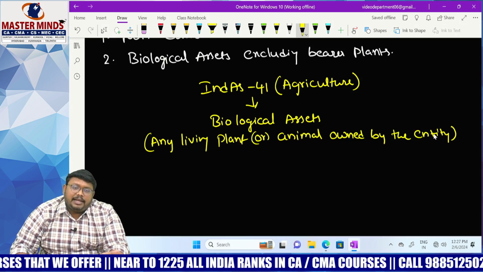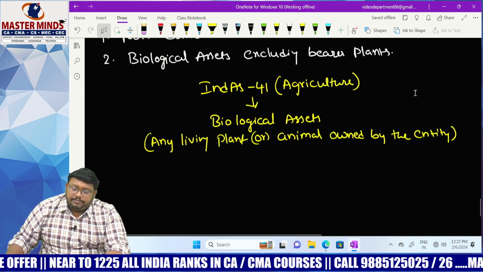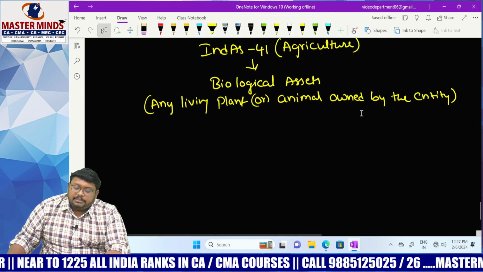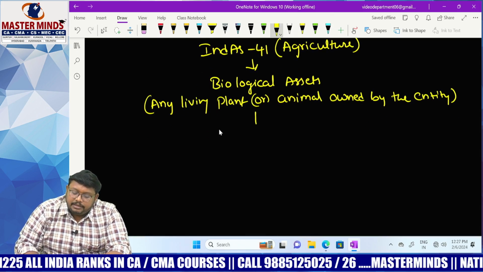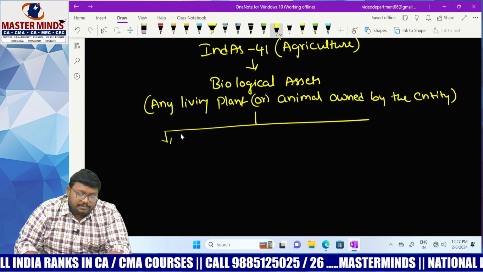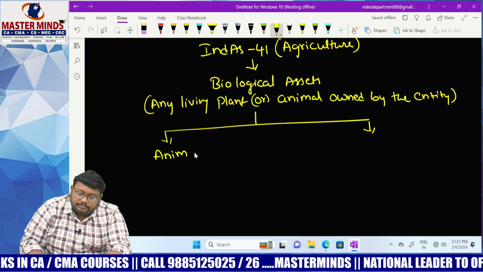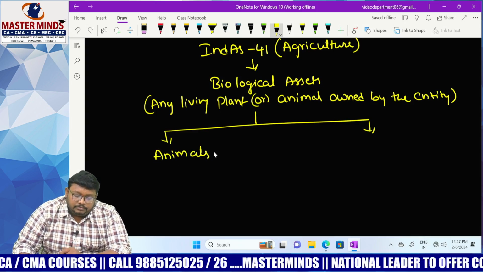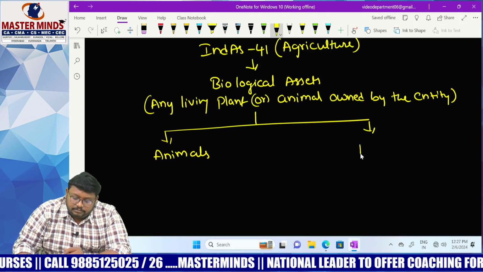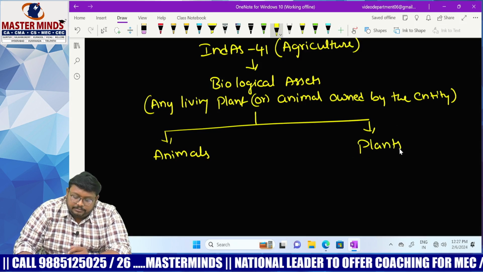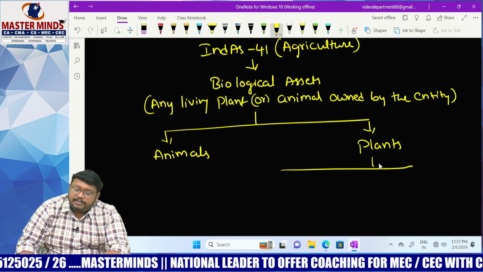For example, cattle, cows, buffaloes that we are using. Any living plants or animals. Coming to the plants, we will discuss that. The biological assets are of two kinds: one is for plants, one is for animals. So, animals and plants.